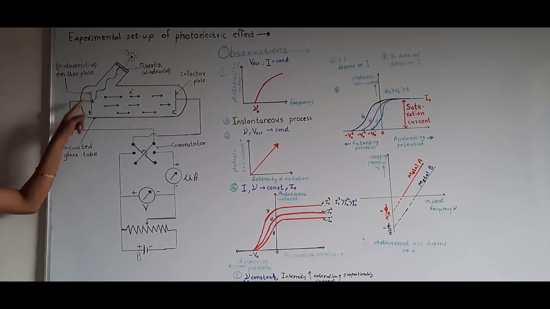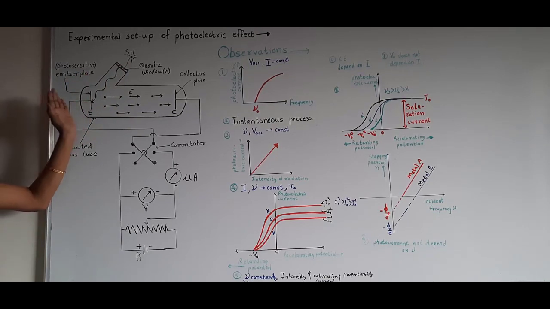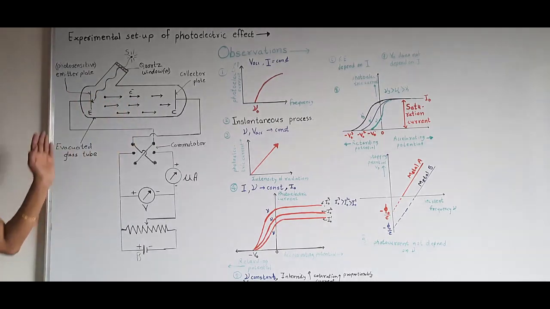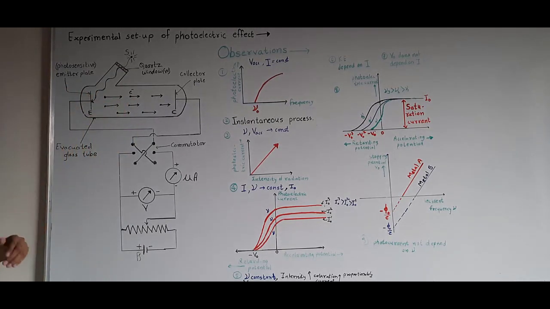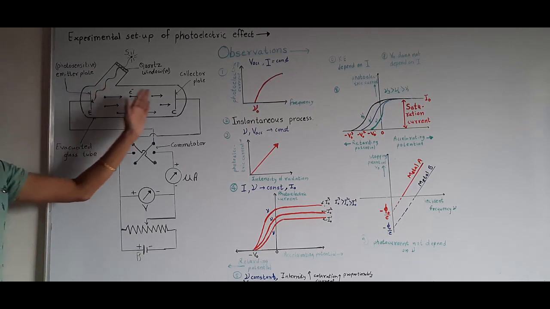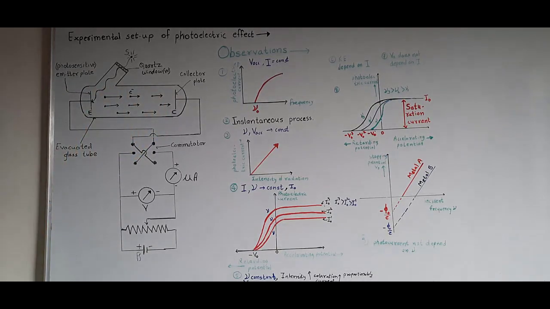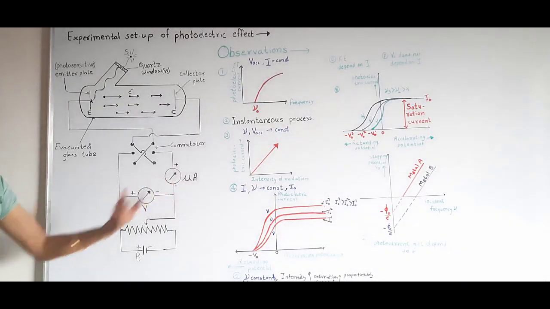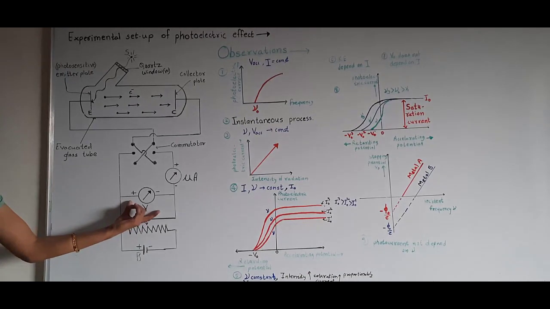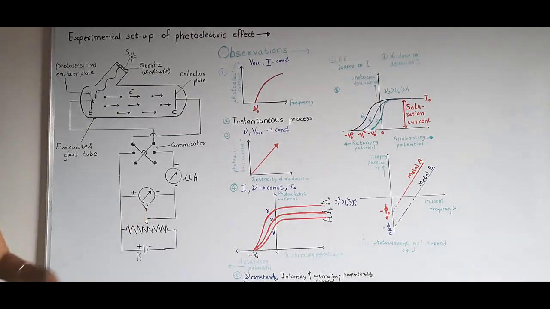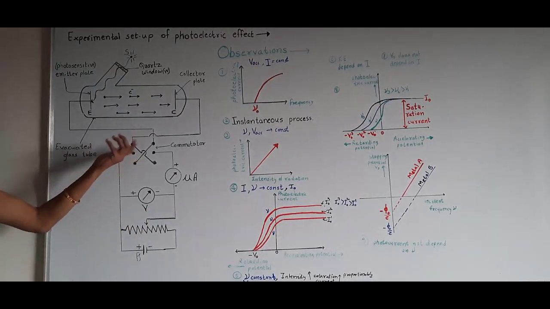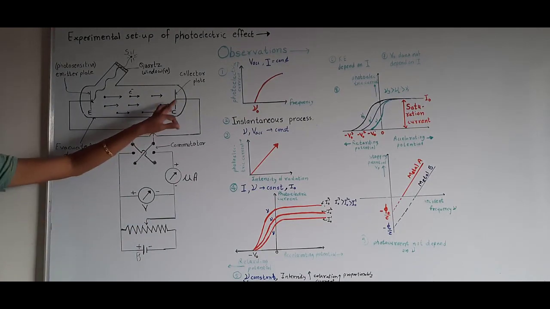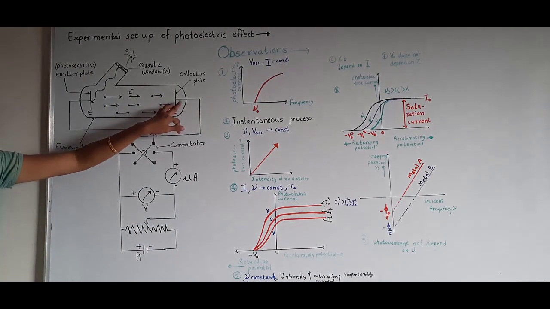When radiations fall on the emitter plate, photoelectrons are ejected from the emitter, and there is a flow of photoelectrons. That's why a current is constituted in the circuit. This current is measured with the help of this micrometer, and to measure the potential difference, a voltmeter is connected here. With the help of this commutator key, we can change the potential, meaning positive or negative potential is given to the collector.